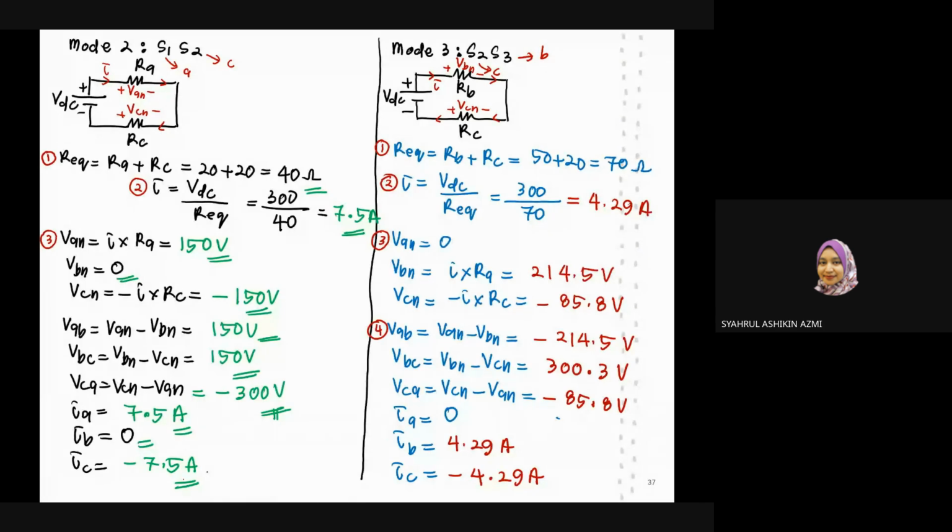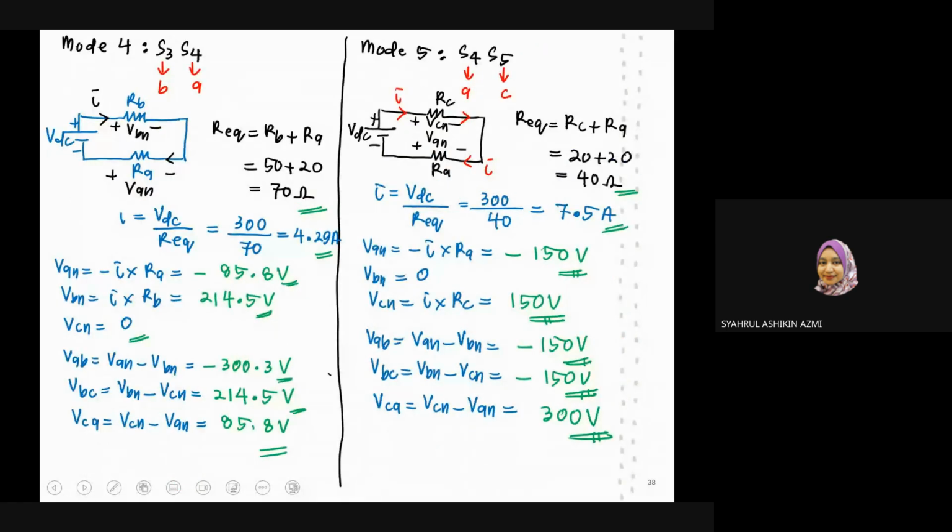And then, okay, in the question for phase current, because we need to find the phase current, IA will be equal to 0 ampere. IB is 4.29 ampere and IC is negative 4.29 ampere. So this is for mode number 3. Okay, now we go for mode number 4. Mode number 4, we have S3 and S4. So S3 is the upper switch for phase B, S4 is the bottom switch for phase A. So this is the equivalent circuit that's showing you where is the position of RB and RA.